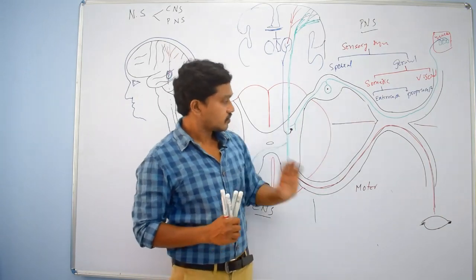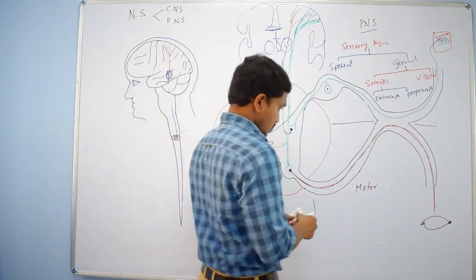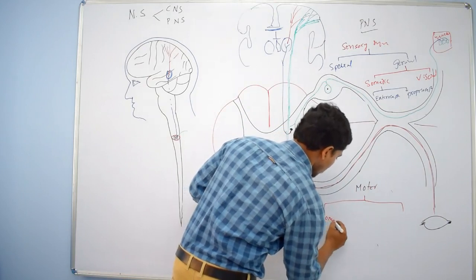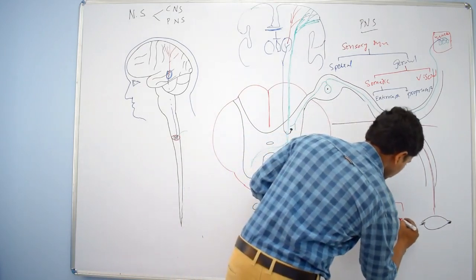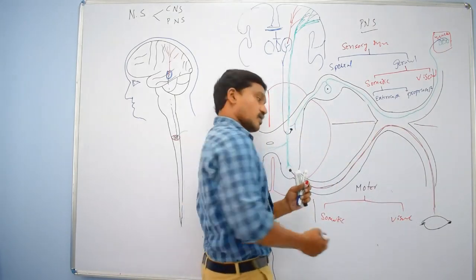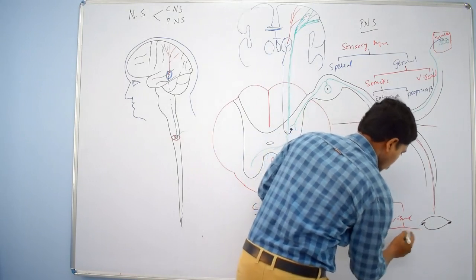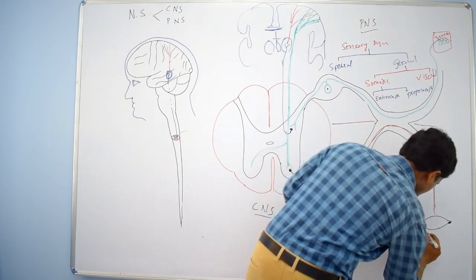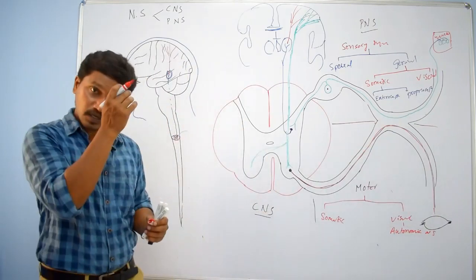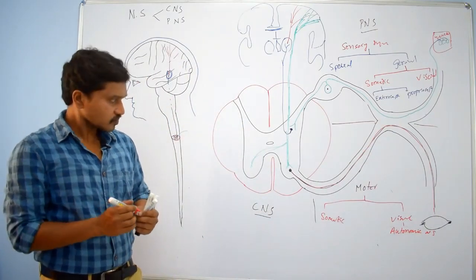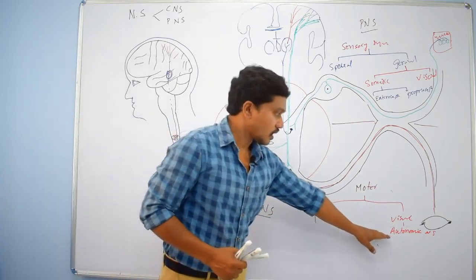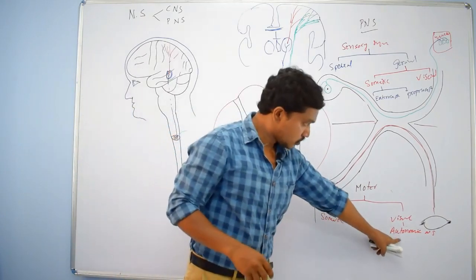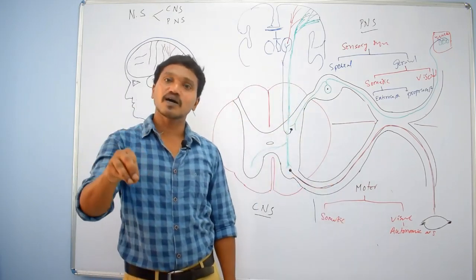Right? Then motor. This motor also divides into somatic and visceral. This visceral we can also call the autonomic nervous system. See here, this is the autonomic nervous system. These motor impulses pass through the autonomic nervous system and control the viscera and glands.